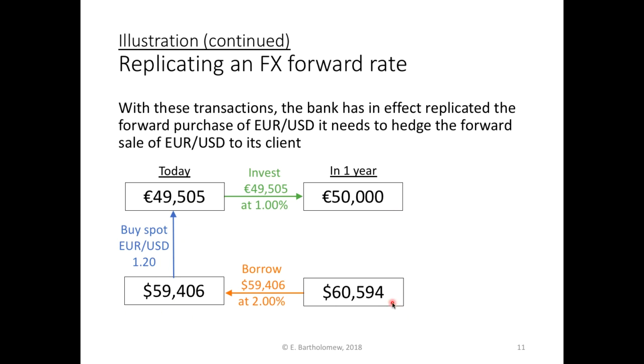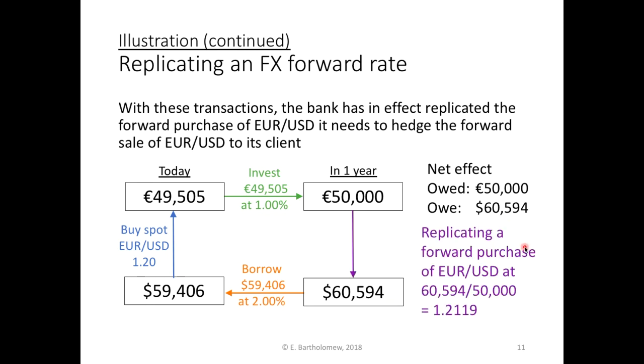So note what we've got here. We've got basically an outflow of 65.94, and an inflow of 50,000. So that offsets what they've got on the FX forward trade with their client. So effectively, they owe this amount, 65.94. They're owed 50,000 euros here on their investment. And this is what they owe on their borrowing. And that replicates a forward purchase of euros for USD.